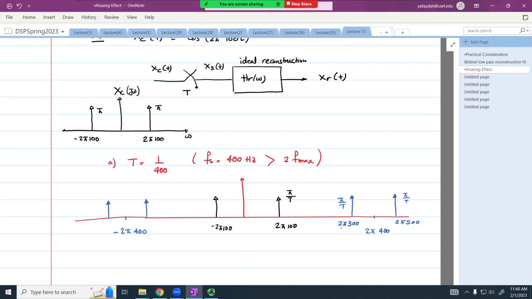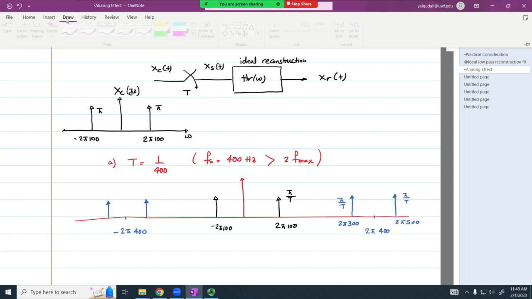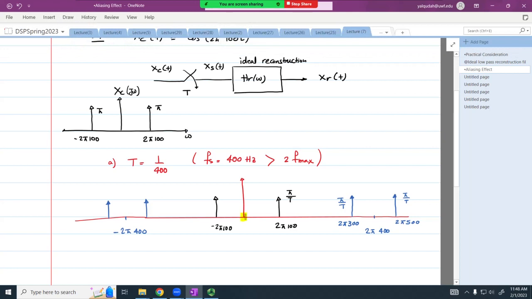Whatever this shape is, it is going to repeat, centered at 2 pi multiplied by 400. So this point here is going to repeat here. Whatever that shape is going to repeat at that point.